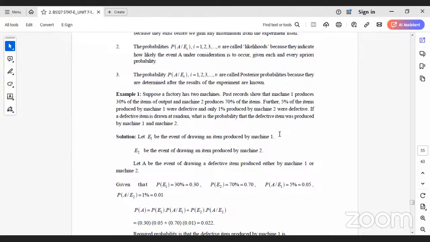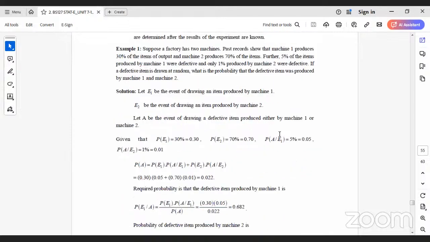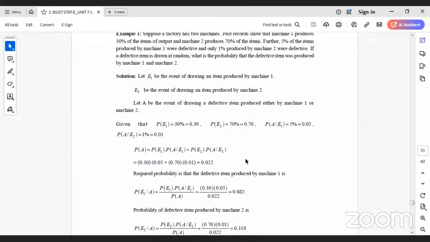Let E1 be the event of drawing an item produced by machine 1, E2 be the event of drawing an item produced by machine 2. Let A be the event of drawing an item produced by machine 1 or machine 2.